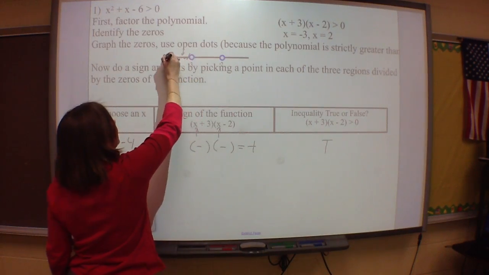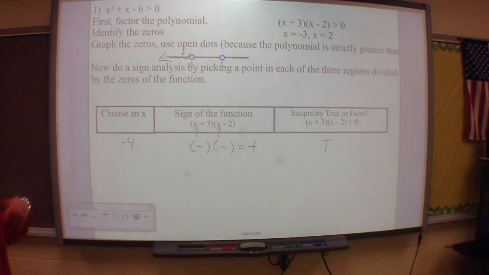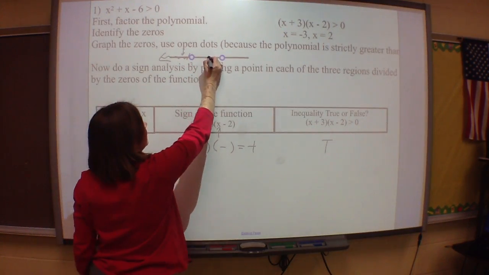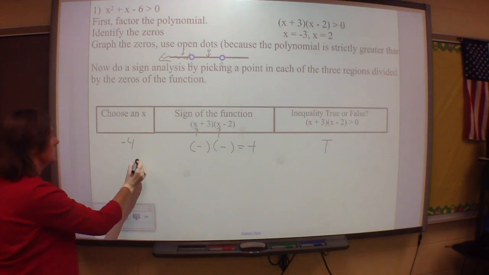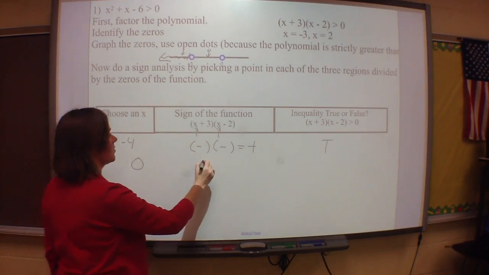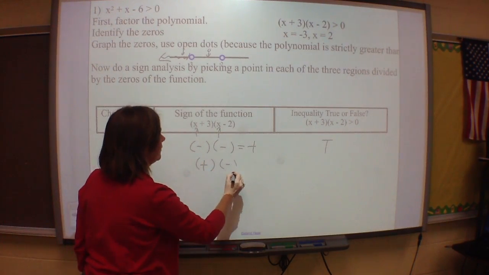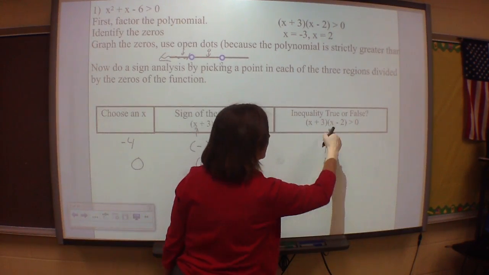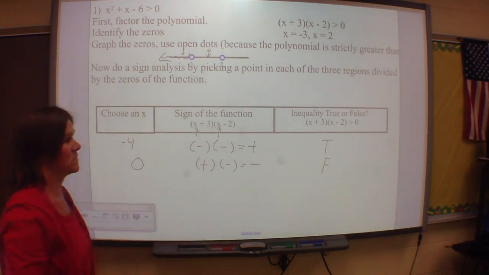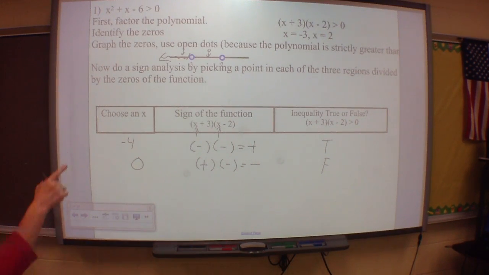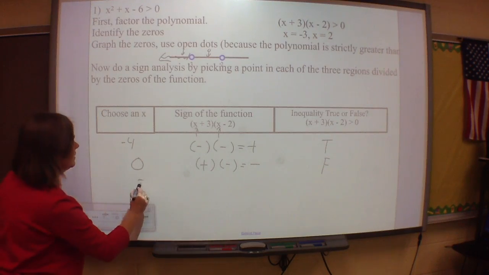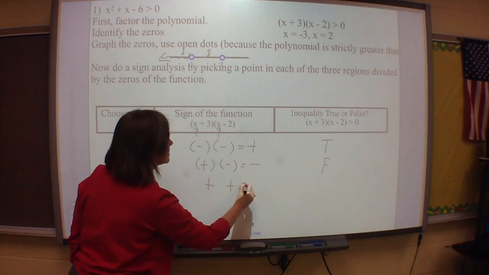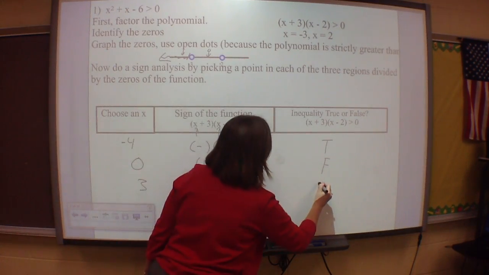So it works for anything over here. Pick another number between negative 3 and 2. A real easy number is 0. If I plug in 0, I get a positive number and a negative number. If I multiply a positive and a negative, I have a negative. A negative number is not greater than 0, so that's false. Now pick something greater than 2. Let's say 3. When I plug that in, I get a positive and a positive, which is positive, and it's true.